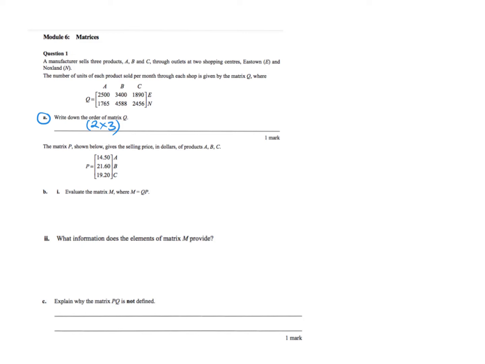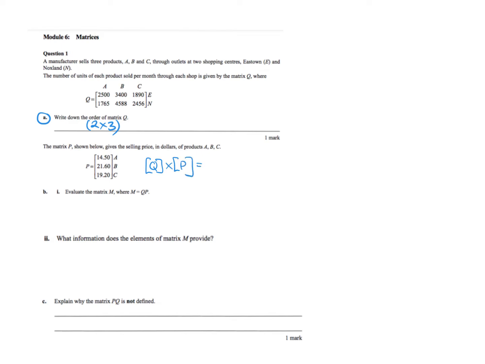Then it says matrix P, shown below, gives the selling price of each of the products. A costs $14.50, B costs $21.60, and C costs $19.20. What they're asking us to do is evaluate matrix M, which equals QP. So you're going to have matrix Q and you're going to times it by matrix P.